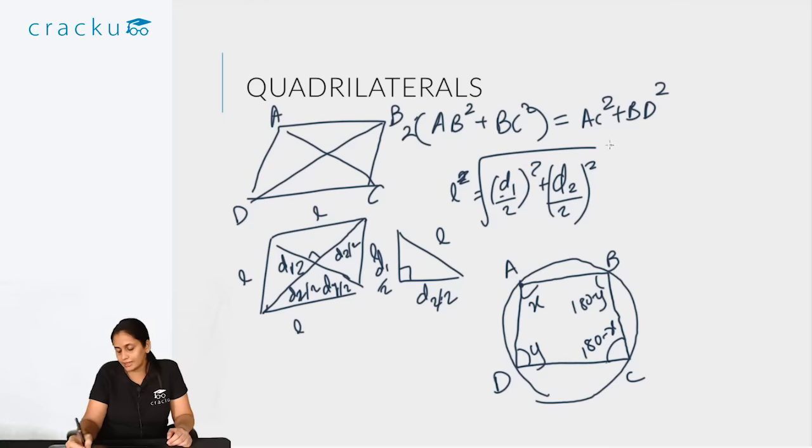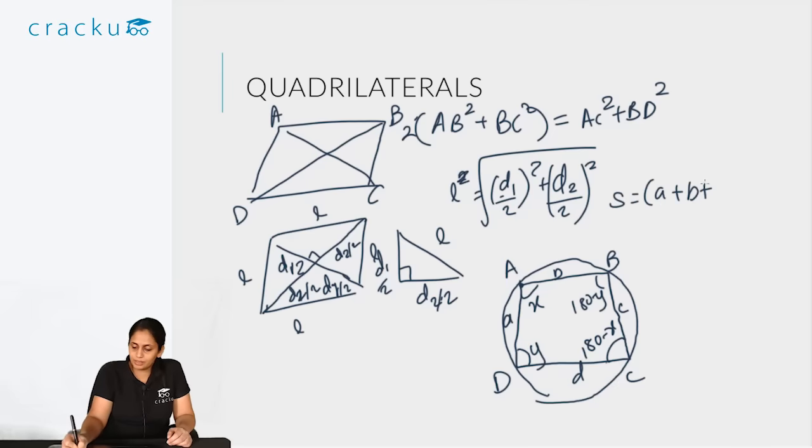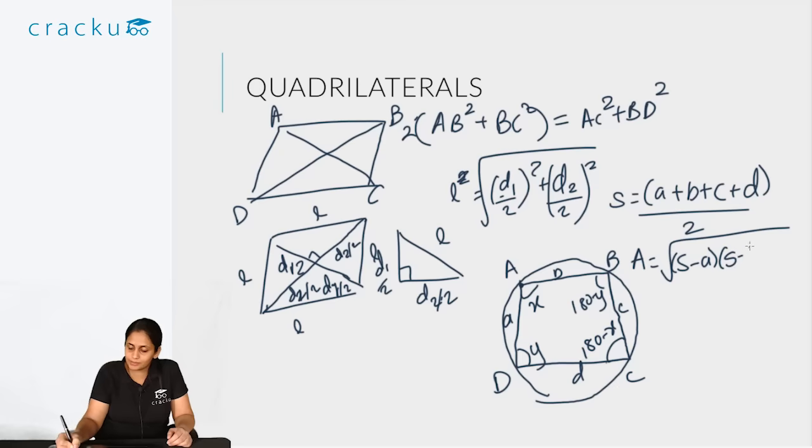Another property of a cyclic quadrilateral: if the sides are A, B, C, D and the semiperimeter S is A plus B plus C plus D by 2, then the area of the cyclic quadrilateral will be the square root of S minus A into S minus B into S minus C into S minus D.